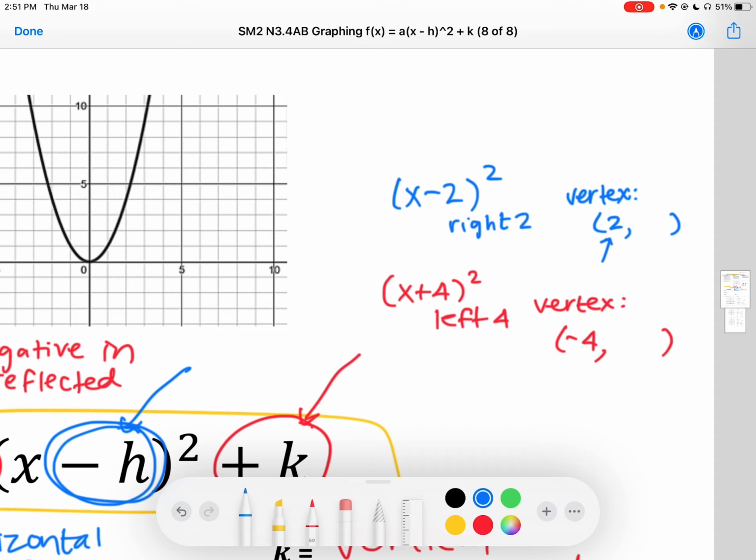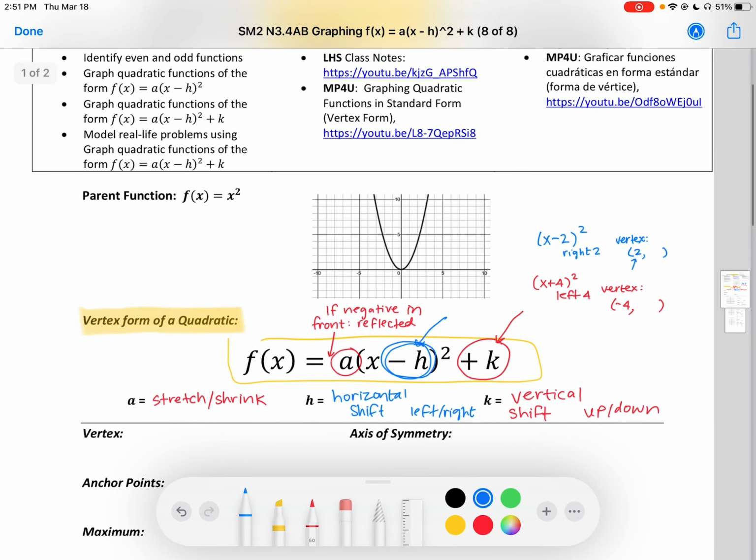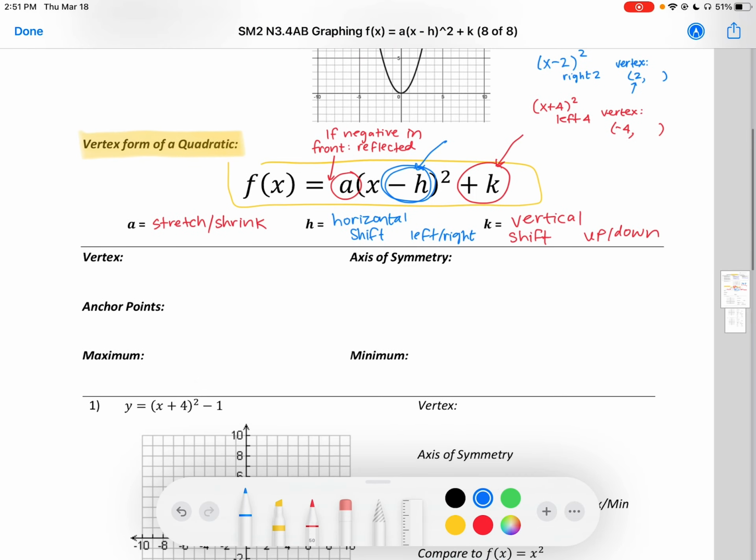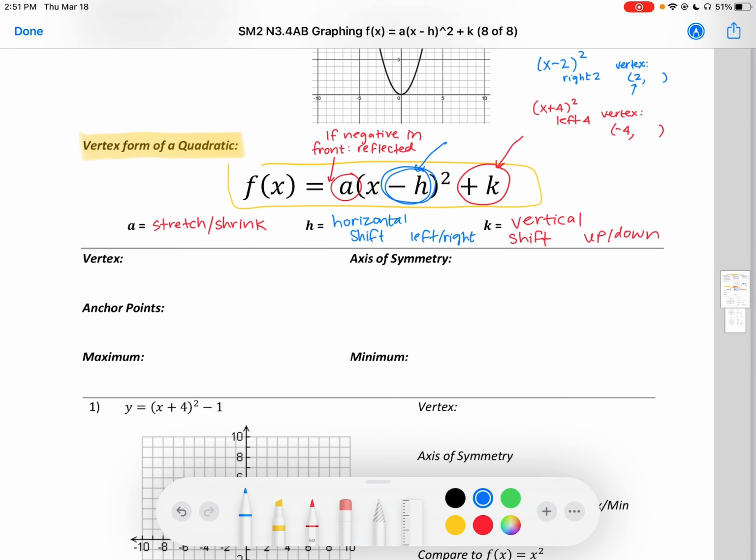Okay, all right. If you're having a hard time, if this isn't really making sense, hang in there. We'll do some graphs and you'll be able to see it a little better, okay? All right, so let's go down, let's solidify this a little bit more.